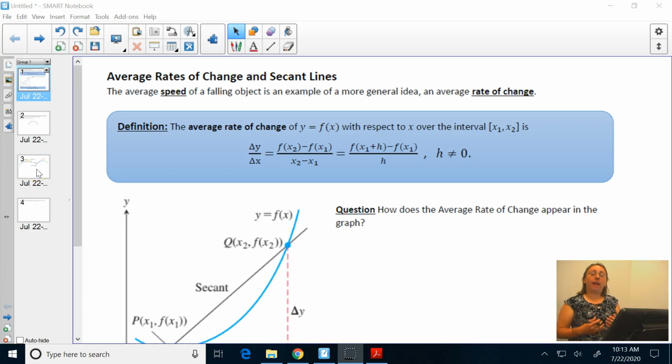In the past videos, we've been talking about an average speed. We're still trying to really build up to our calculus topic of instantaneous speed. We're getting close. We're going to move one more step. We're going to generalize what we've been talking about.